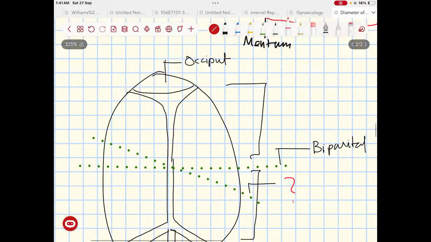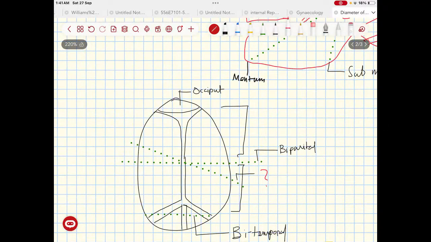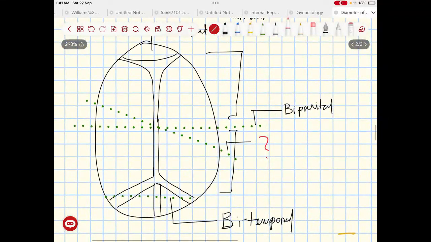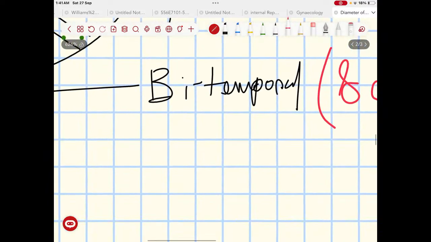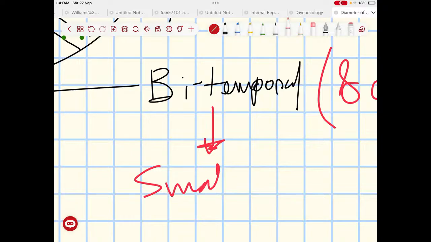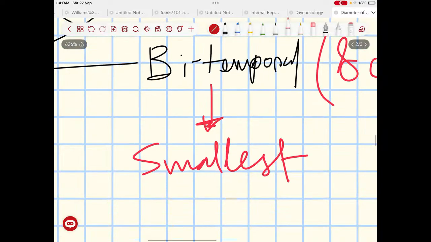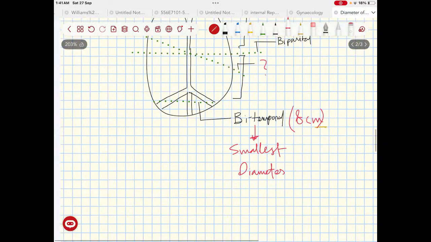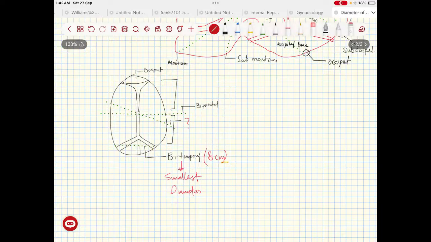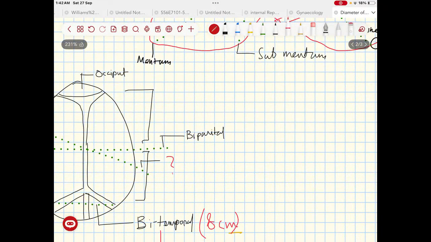So this is the condition only. Just remember that this is called the biparietal, this is called the bitemporal diameter. Remember it, this is 8 centimeter. This is the smallest diameter. Okay, bitemporal. Biparietal is a little higher.